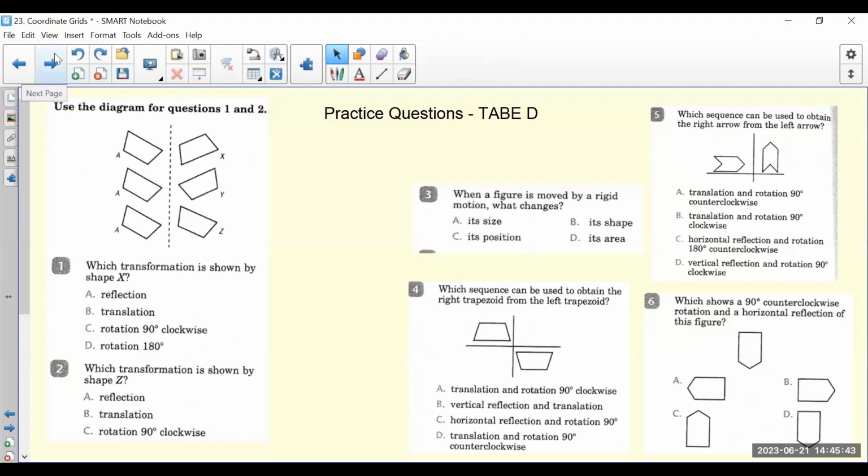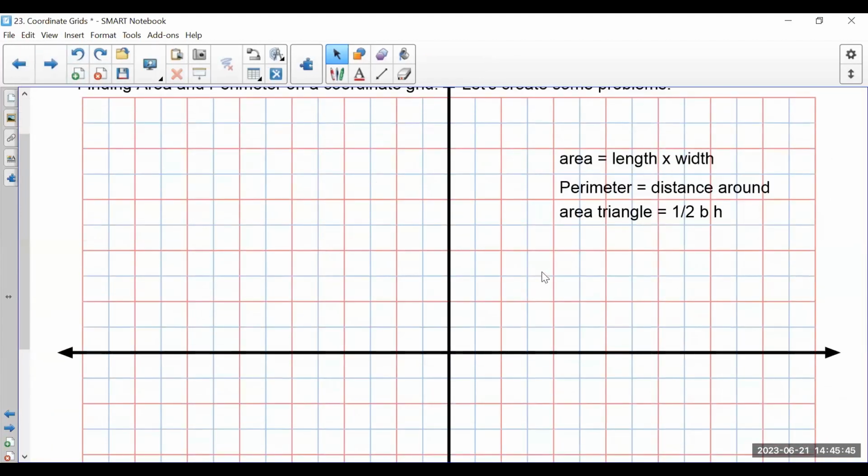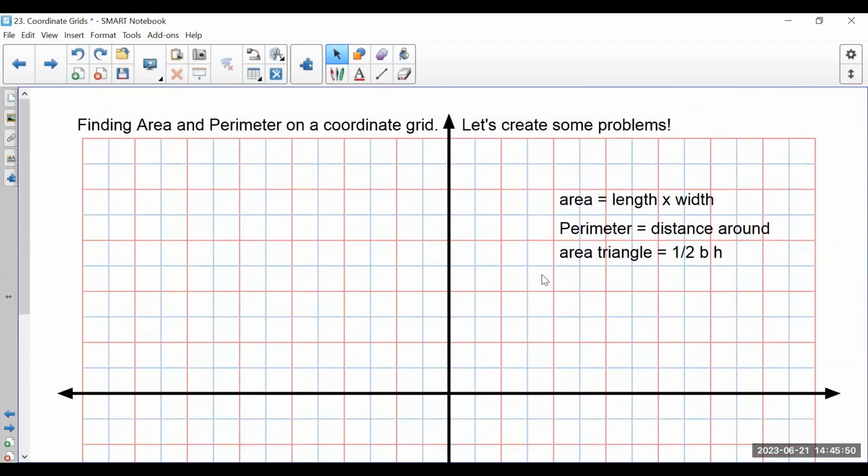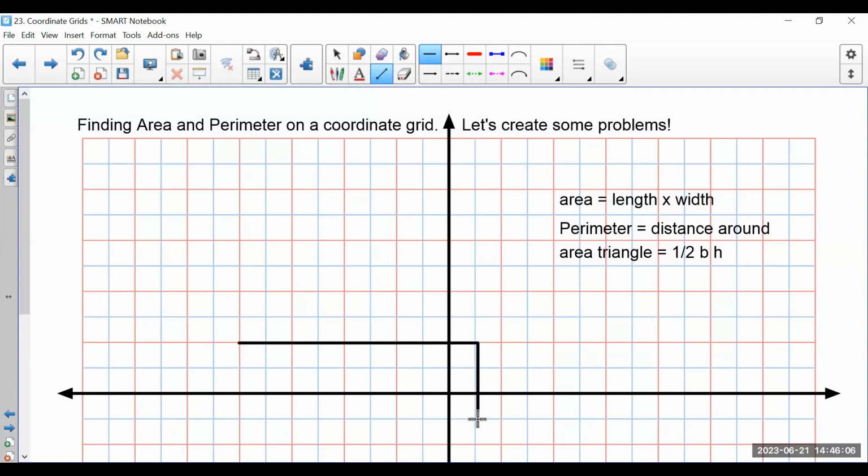We've got some questions here that we are going to skip. It is possible that they could give you a shape on a coordinate grid and ask you to find area and perimeter. We could call it centimeters or units, it doesn't matter. And you'll have your geometry formulas. So let's make a shape and see how we would do it. Let's go here, down to there, we'll just do a rectangle. Rectangles are pretty easy, right? So that's supposed to be a rectangle.